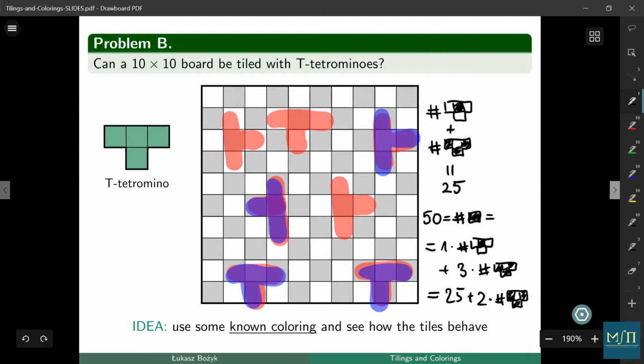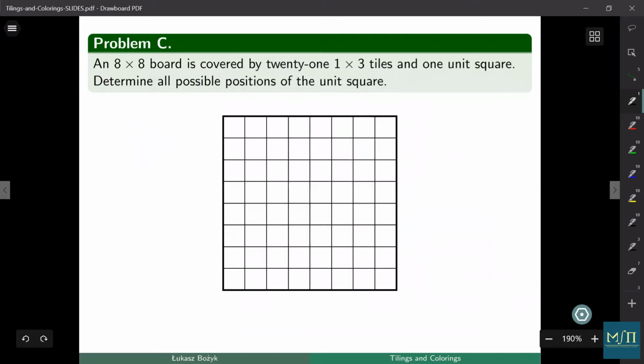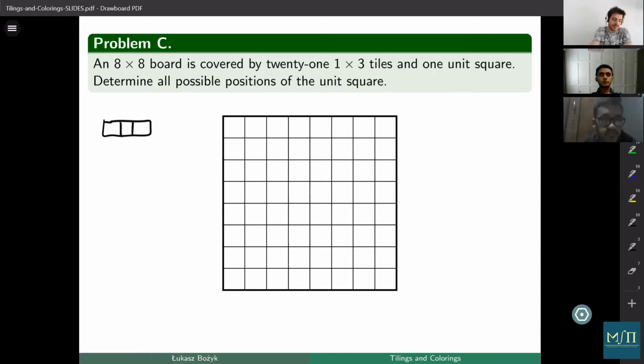Right, but the chessboard is not everything in the world, right? So let us have a look at the following problem. Let's again have an 8 by 8 board. And now we want it to be covered with 1 times 3 tiles. So not regular dominoes, but longer ones, say. But 8 times 8 is not divisible by 3, so we would need another unit square to compensate for that. So we would need 21 1 times 3 tiles plus 1 unit square.